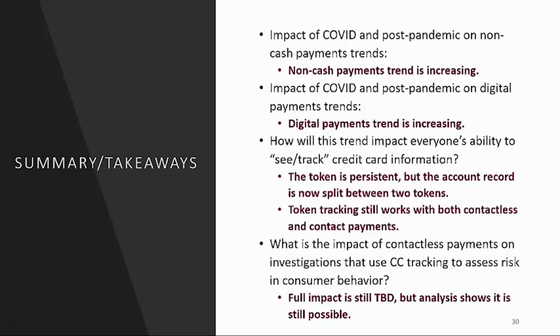Insofar as our overall takeaways, what we're seeing is that our non-cash payments are increasing. Our digital payments, our mobile wallets, are increasing. We are finding that our token is persistent across these transactions, but that the account record is now essentially split between two tokens. Our token tracking mechanisms still work with both contactless and contact payments, but they do require us to deploy some of those linking technologies to be able to see a consolidated view of a consumer. We think the full impact of this is still to be decided, but it is still possible for us to do some consolidations of these behaviors.